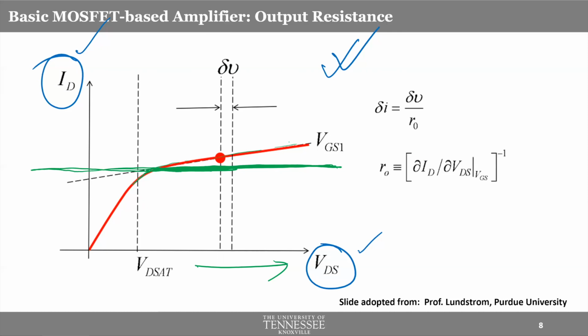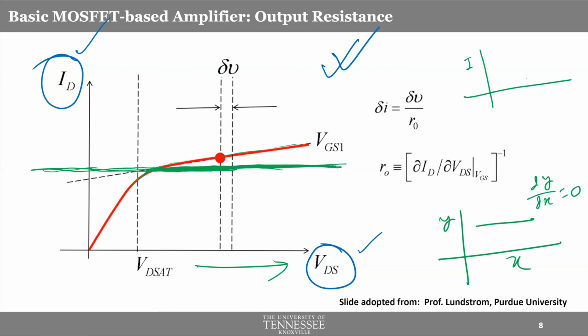And let me ask, what if we had flat ID versus VDS characteristics? We had a flat saturation. Then remember, if you have a Y versus X characteristic which is flat, what is the slope of this graph? dy over dx will be 0, right? Now imagine an I versus V characteristic, in an I versus V characteristics.